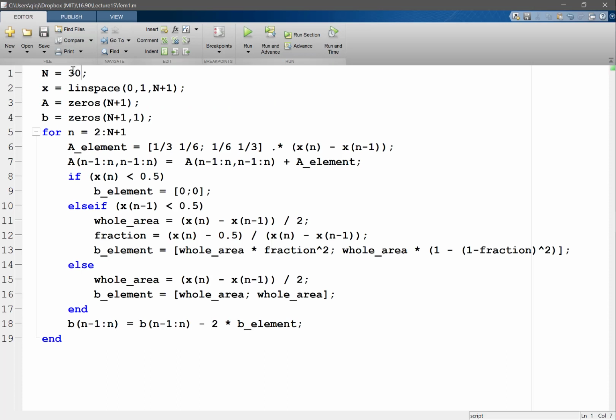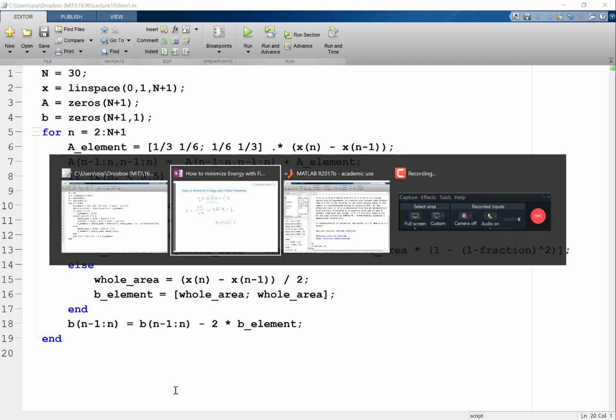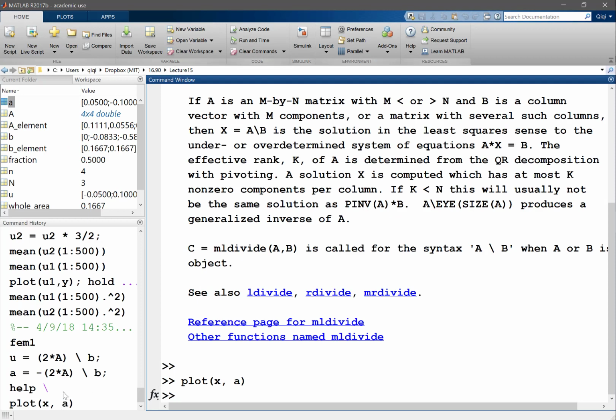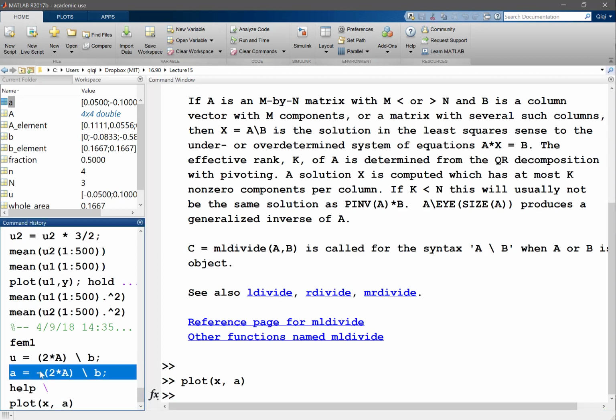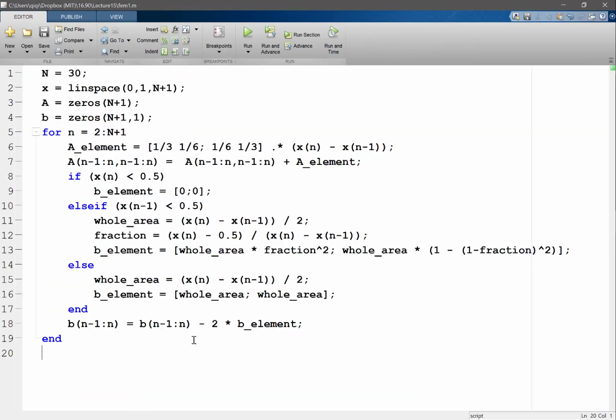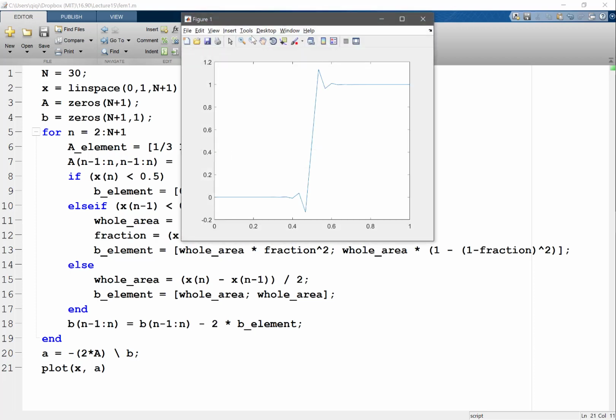I mean, the good thing about the program is that you can now change parameters very quickly. And let's actually put what we have typed into here. So this and this. Right. I'm gonna run this. So here's the best approximation of the step function with 30 elements.